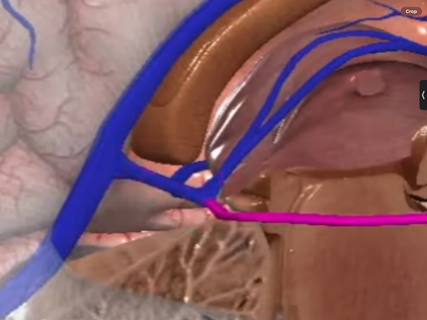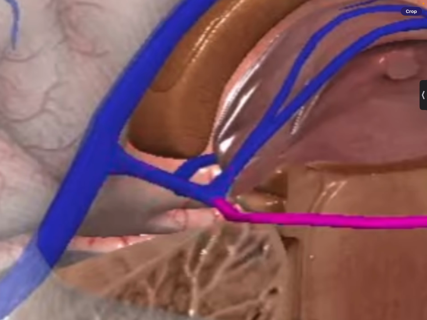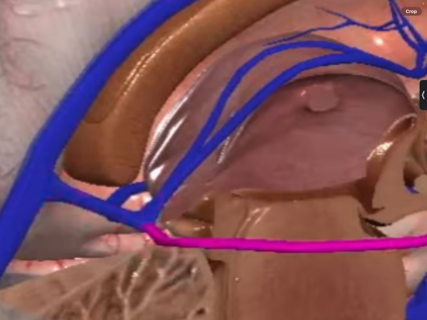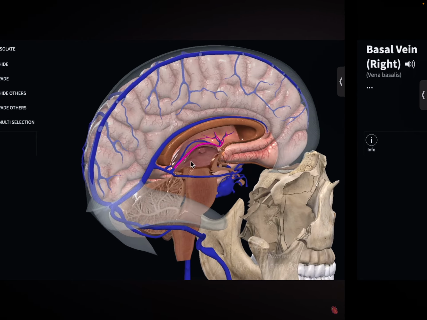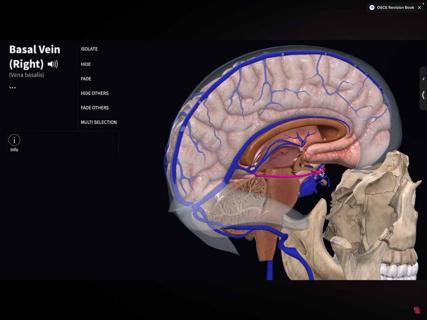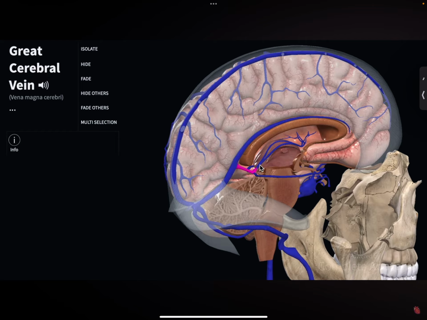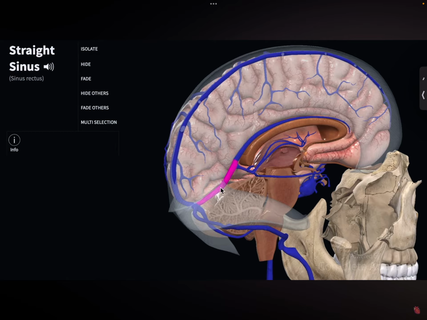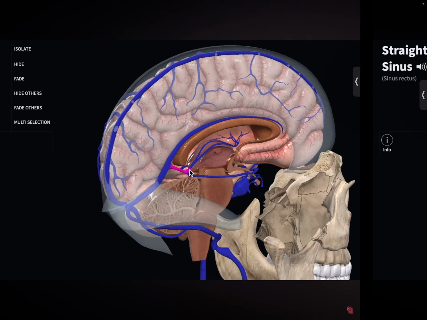So you have the great cerebral vein, and the great cerebral vein is formed by the internal cerebral vein and the basal vein. Internal cerebral vein and basal vein give you the great cerebral vein, right? And the great cerebral vein drains into the straight sinus. So very important, it drains into the straight sinus. I hope that's clear.